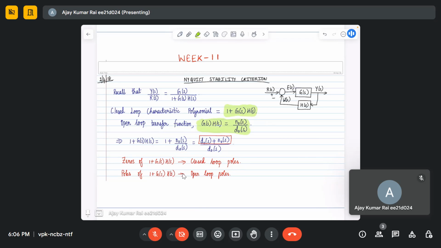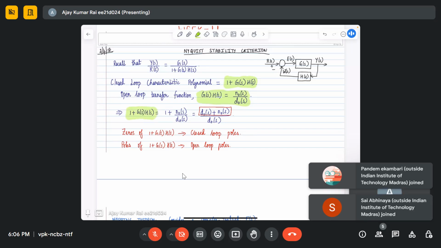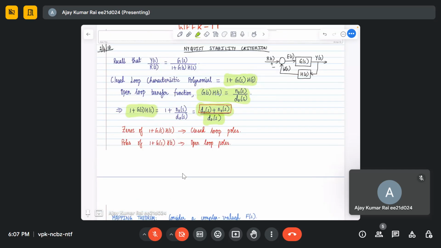Here it has been denoted in the form of numerator divided by denominator. So here we are concerned about 1 plus GS HS. You can see what the numerator and the denominator are. In this case, the zeros of 1 plus GS HS are the closed loop poles, and the poles of 1 plus GS HS are the open loop poles. We'll be using this critical information while we are drawing the Nyquist plot.